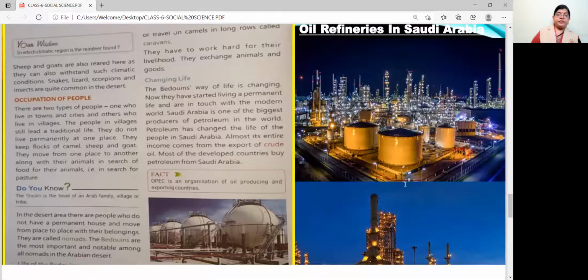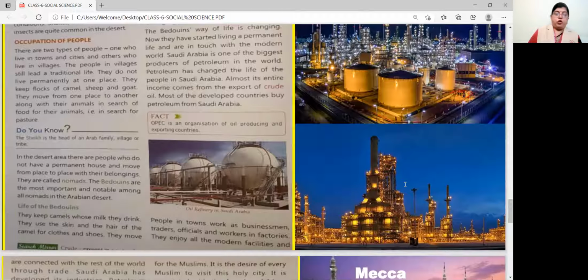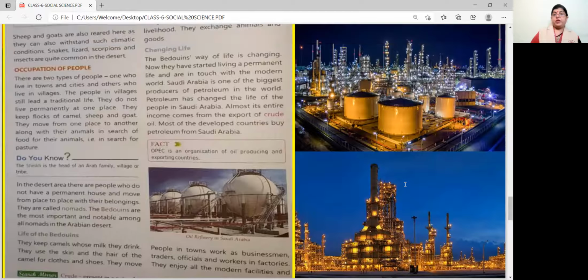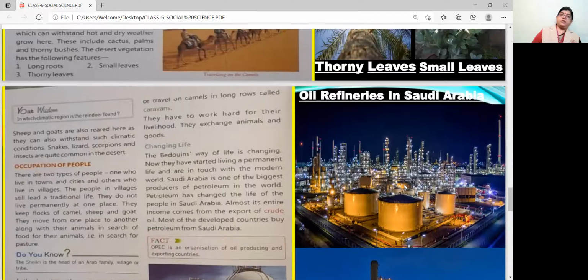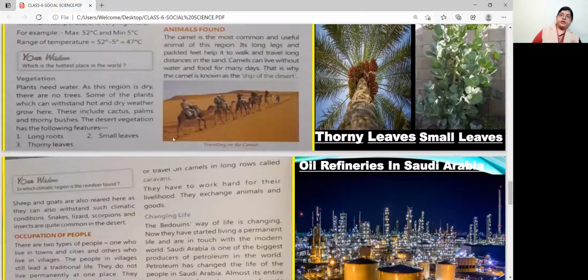Bedouins are moving from one place to another with their belongings. They keep camels whose milk they drink. They use the skin and the hair of the camel for clothes and shoes. They move or travel on camels in long rows called caravans. Just see, you can see it in this picture. Long rows. This is called a caravan.